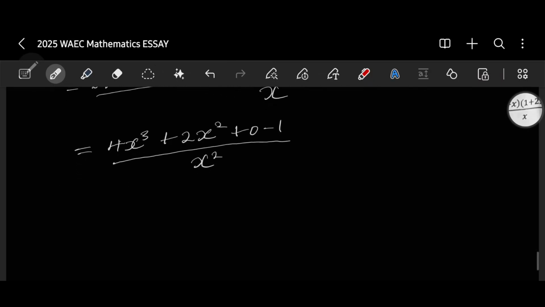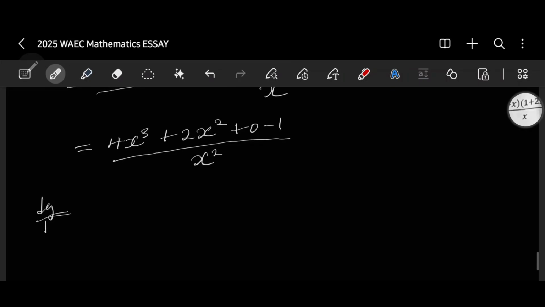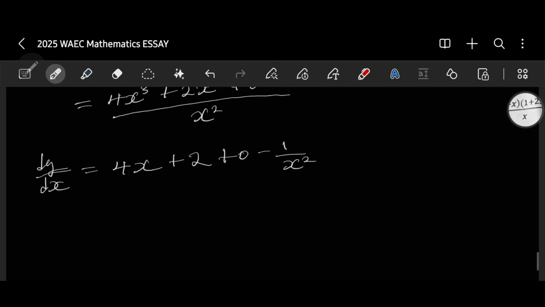I'll divide everything by x squared. So dy/dx is equal to, 4x cubed divided by x squared gives 4x. 2x squared divided by x squared cancels out, leaving 2. 0 is just 0, and we are left with minus 1 over x squared. So dy/dx is equal to 4x plus 2 minus 1 over x squared. So this is the answer.